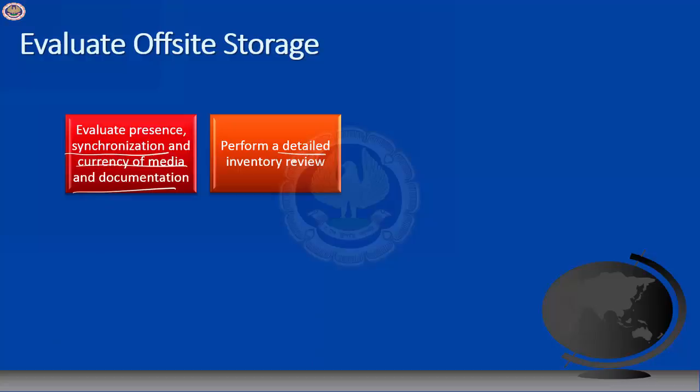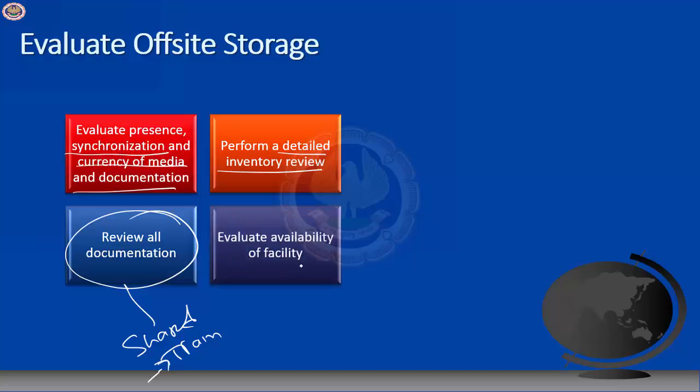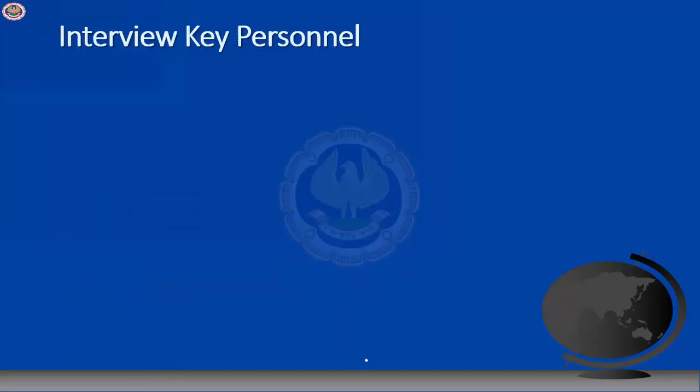You also perform a detailed inventory review to check what are the inventory requirements and whether this actually reflects the inventory which is supposed to be there within the organization. You review all the related documentation, check whether the documentation is correct, complete, and is up to date, and also been shared, and the employees know how to use it, which means you also have the appropriate training pertaining to the documents. So you evaluate the availability of the offsite facility; first you look at the availability, you also look at the adequacy and also the appropriateness of the offsite facility.